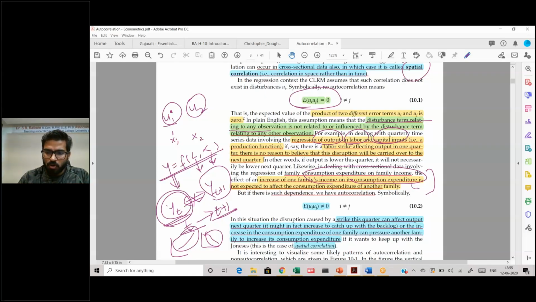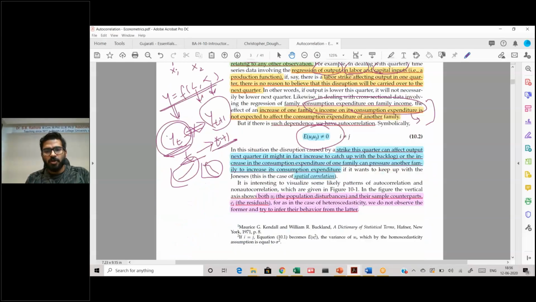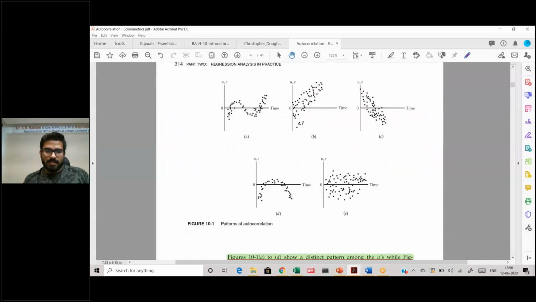This is an example of a spatial autocorrelation, where you have cross-sectional autocorrelation, and when you have time series data, that's a time series autocorrelation. So in reality, this assumption does not hold true. As I told you, if there is a strike in this particular period, then in the next quarter you have to catch up for that backlog. Now, how do you analyze this?